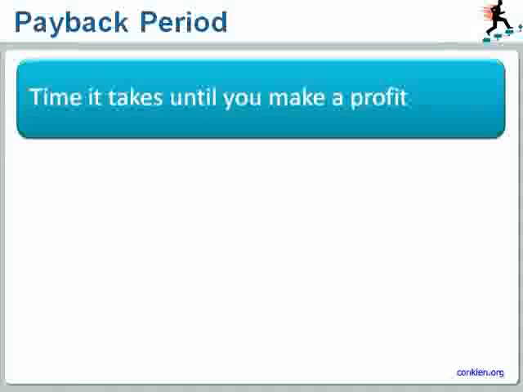And this takes us straight to the next topic, the payback period. You have probably heard this term before. The payback period is simply the time it takes until you make a profit. If you spend 500,000 yen on a small project and you will have a revenue of 100,000 yen every month, well then, 500,000 divided by 100,000, your payback period is simply 5 months.